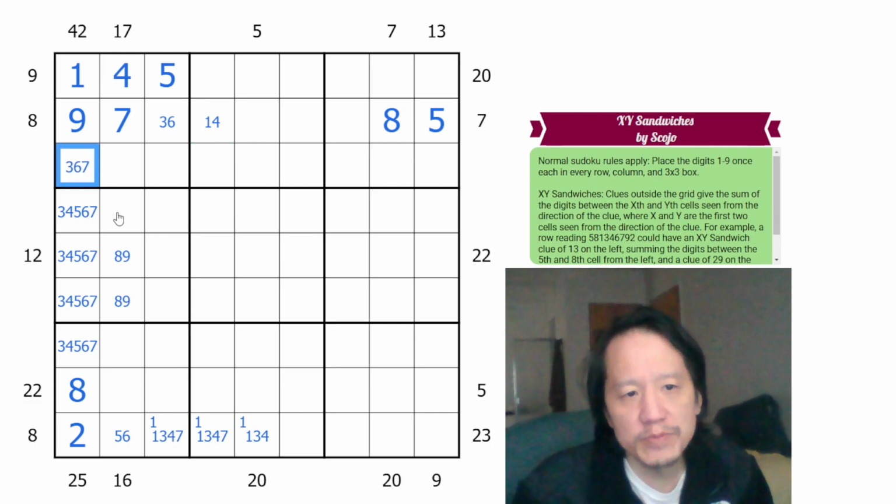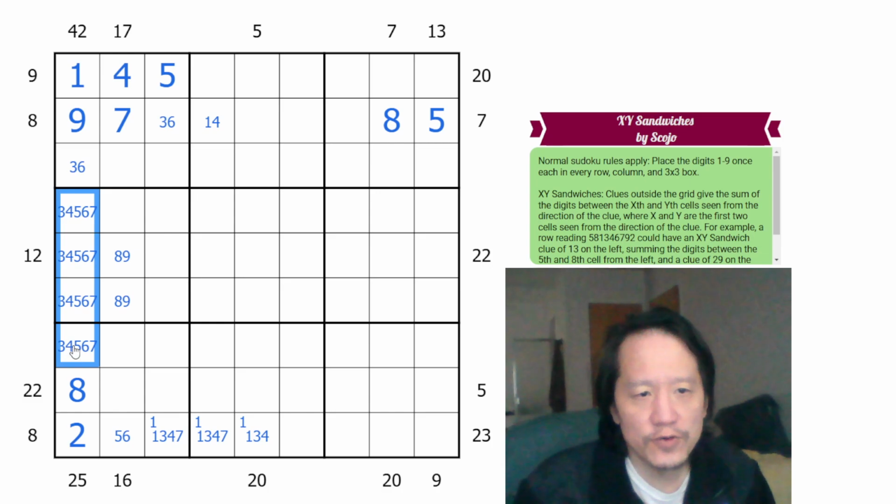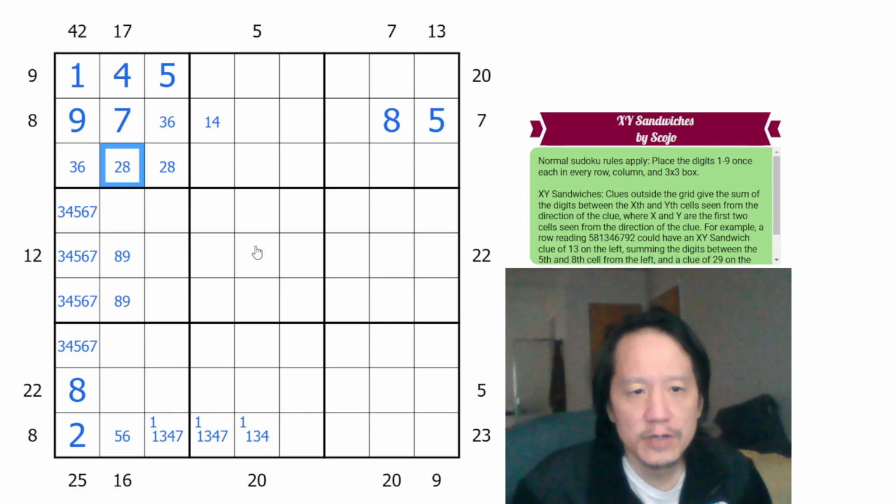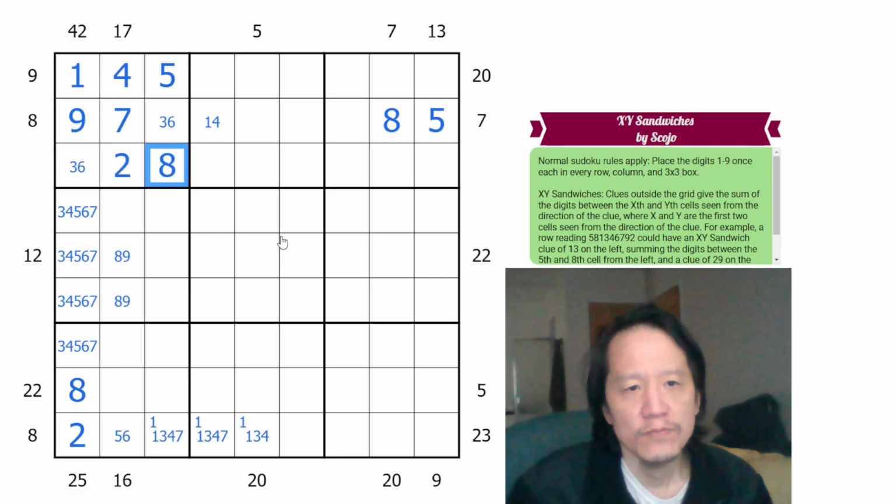So this can no longer be 7 here. This is 3, 4, 5, 6, 7. This is 3 and 6, which forces these to be 2 and 8. This can't be 8 because of the 8, 9 pair here. So therefore, this is 2. This is 8.